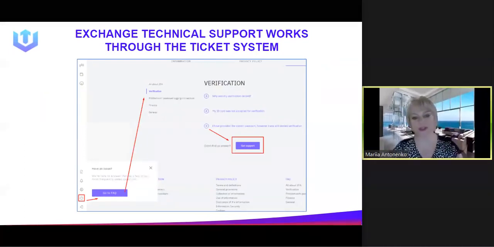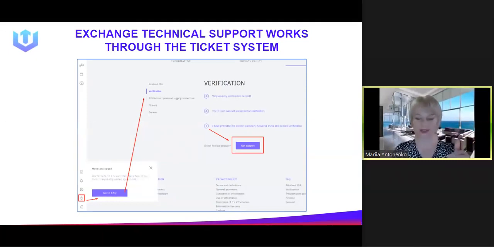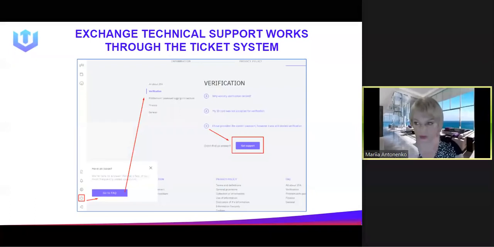You first read the answers related to verification, two-factor authentication, password-related problems, financial issues. For example, if you made a deposit on the exchange and the money never arrived to your account, or you placed an order for the withdrawal and that money wasn't withdrawn. So only after you read the entire Q&A section, or at least the part related to you, then you click on the button Get Support.